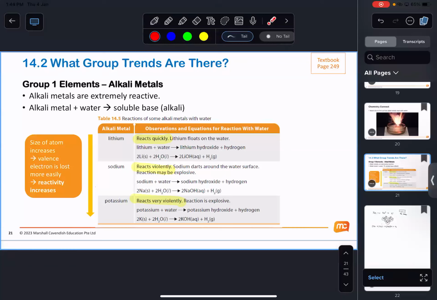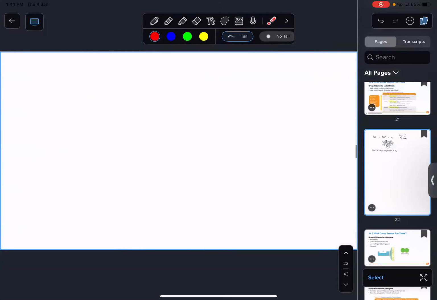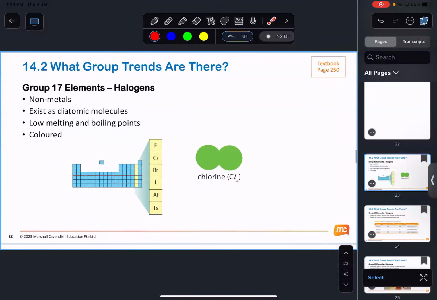Later on, the next chapter is on metals already, so you will see this again when we talk about reactivity of metals, and we're going to compare across all the different metals. Any questions on this so far? Reactivity increases as the group goes down, only for group 1. Why do I say only for group 1?